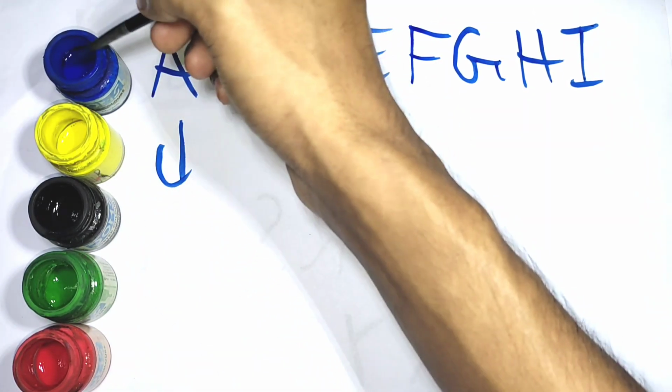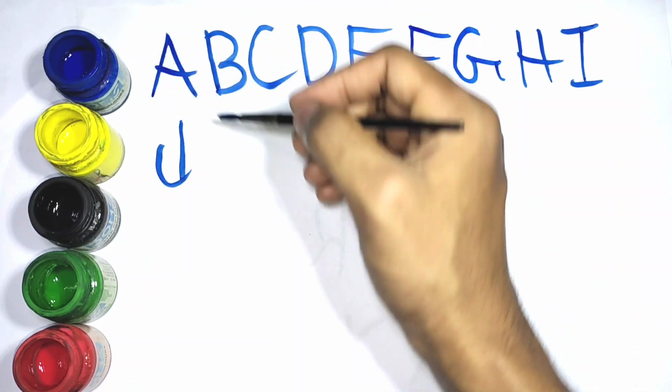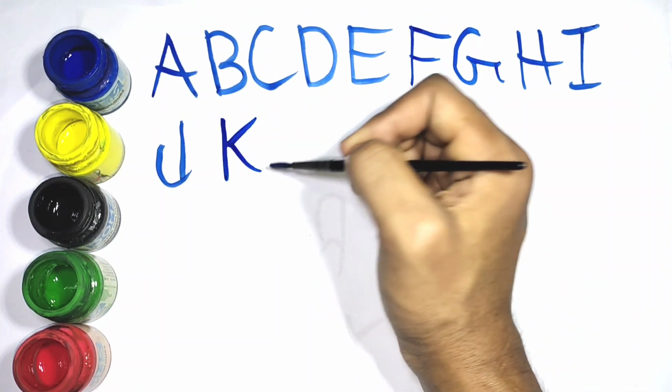Now we draw J. J for jackfruit. The next one is K. K for kite.